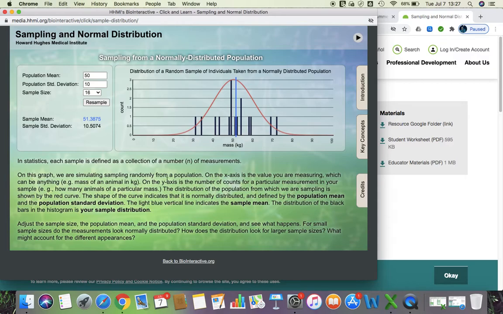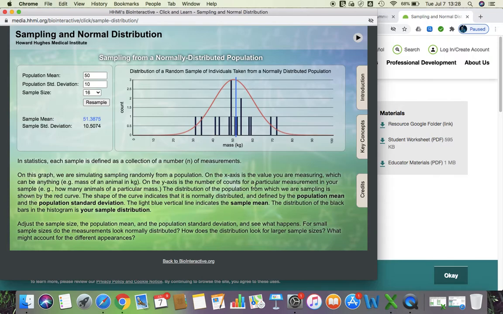On the x-axis, let me go back to this. Randomly means I'm not just going to sample, again, let's go back to our Pritzker example, I'm not just going to sample people from the basketball team. I want a real sample of the entire population of Pritzker. I'm not just going to measure the heights of people on the basketball team. On the x-axis is the value you're measuring. So in this case, it's mass, which can be anything. On the y-axis is the number of counts. So this is the number of times that you get this particular measurement.